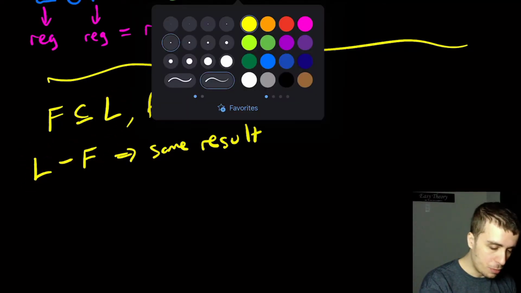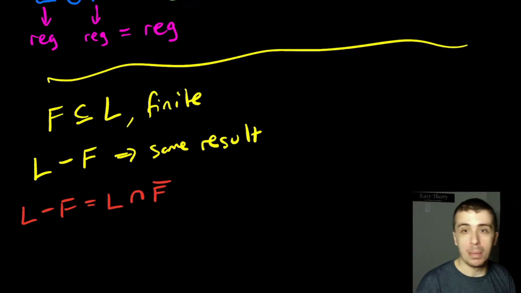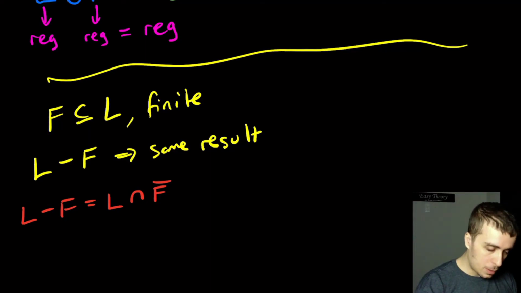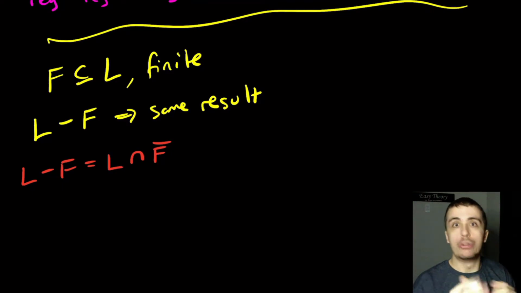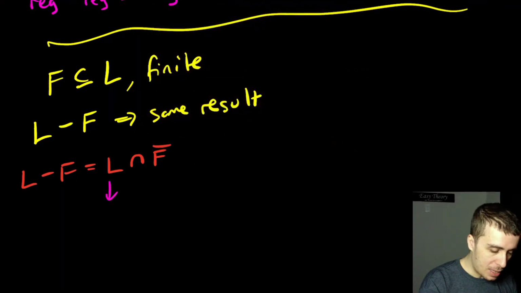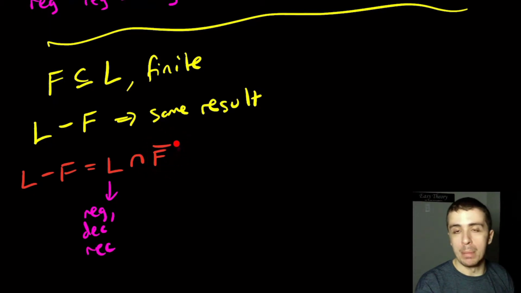So how do you actually prove this? Well, let's look at L minus F. Well, that's the same thing as saying L intersection the complement of F. That's just a redefinition of what that means. Well, for 3 of the classes, they are closed under intersection totally. So if, for example, L is regular, decidable, or recognizable, then F complement is going to be one of those 3, and these 3 language classes are closed under complement. So this automatically holds for here.